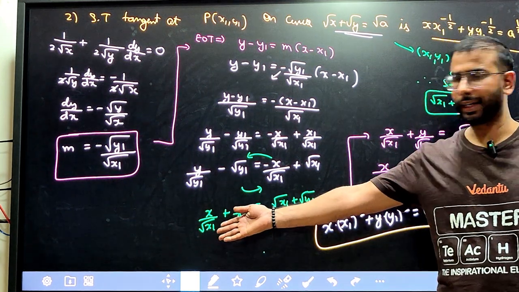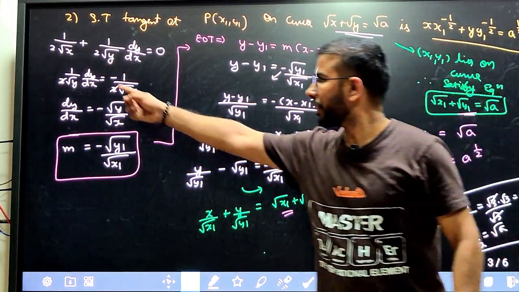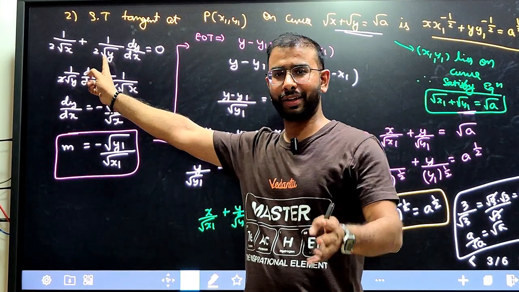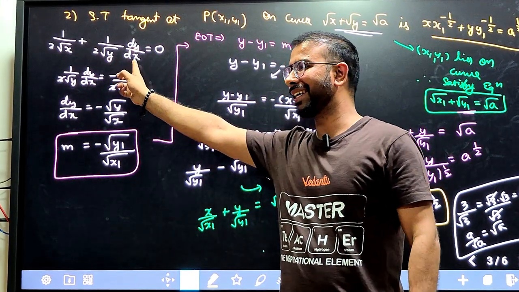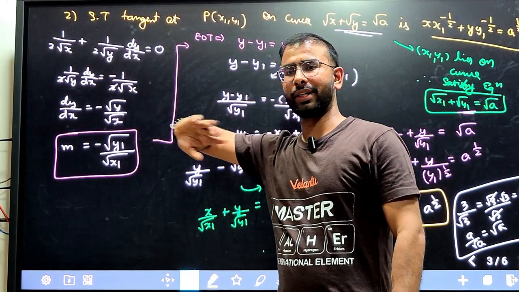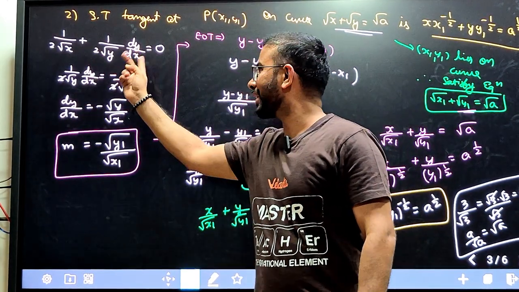Again, so Diksha, clear or not? Not clear. So, it is first 1 by 2 root x plus 1 by 2 root y. Oh, sorry, dy by dx is equal to 0. I forgot to see here. Okay, sorry guys. So we'll take this plus on the other side.